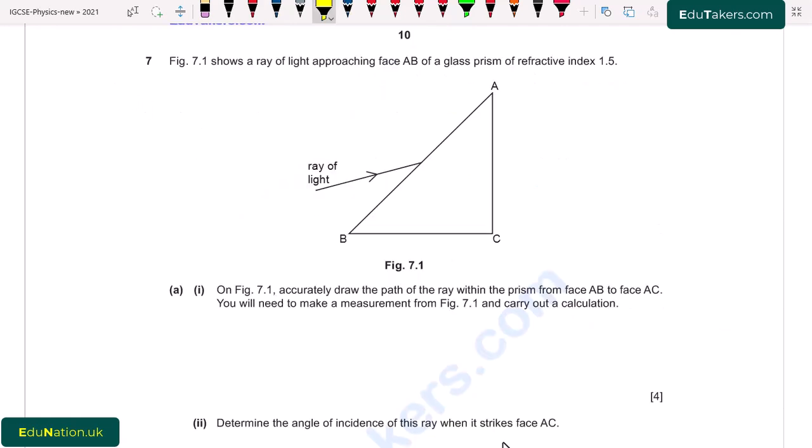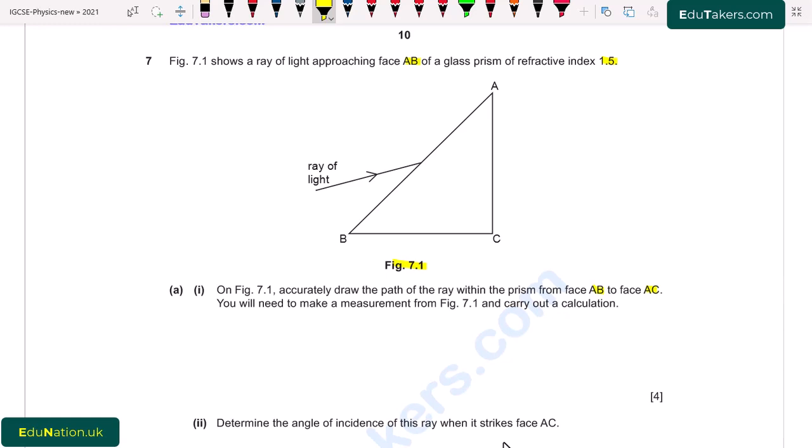Question number 7. Figure 7.1 shows a ray of light approaching face AB of a glass prism of refractive index 1.5. Here is the prism in 7.1 and a ray of light is falling on the face AB. Part A 1. On figure 7.1, accurately draw the path of the ray within the prism from face AB to face AC. So here we have to draw the path of the ray when it enters the prism from AB to AC. You will need to make a measurement from figure 7.1 and carry out a calculation.